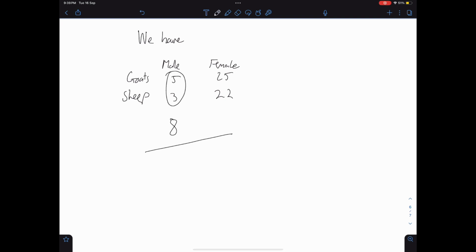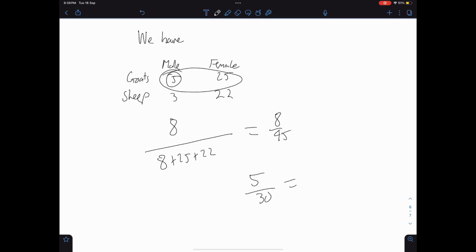and over 8 plus 5 plus 22, which is 8 over 45, right? But say we're instead told, okay, I'll tell you that it's a goat. Now what's the probability of it being male? Well, now you can completely ignore the sheep and just focus on the goats. There'll be 5 male goats and 30 total goats, so there'll be 1/6.